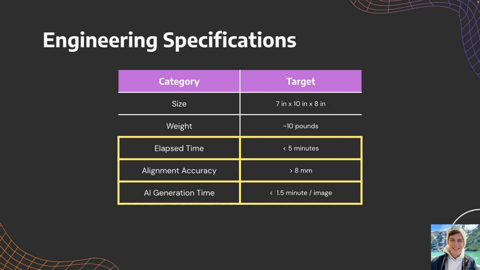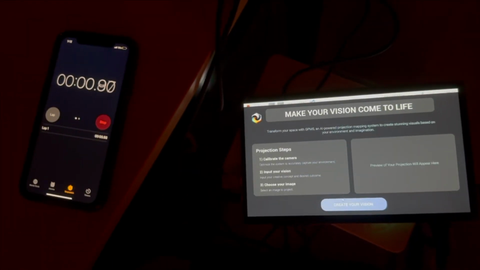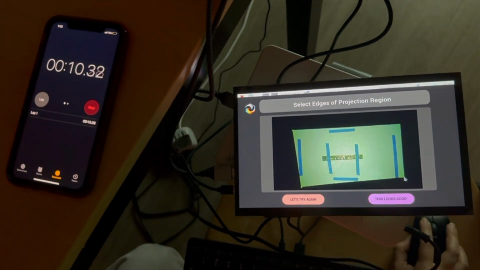These 3 metrics are crucial for ensuring the efficiency, precision, and speed of our GPMS device, which directly impact the user experience and overall performance of the system. Our first metric is elapsed time, with a target of less than 5 minutes. This measures the total time from setting up the device to projecting the final image.